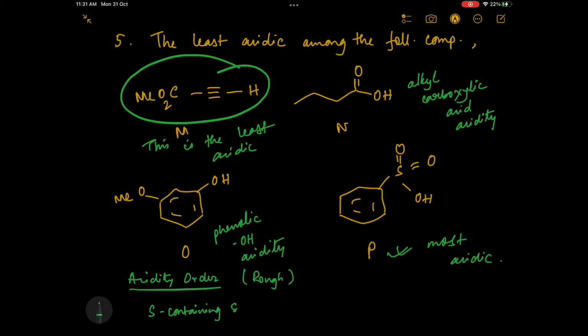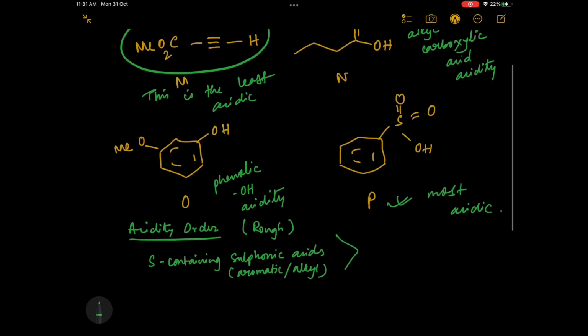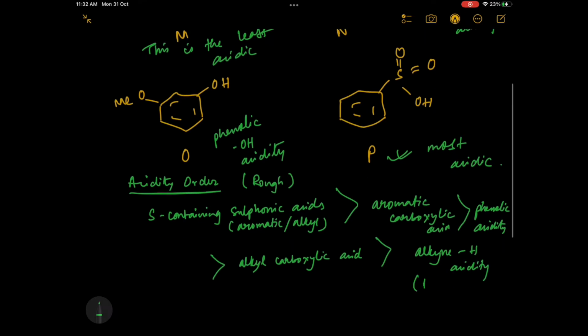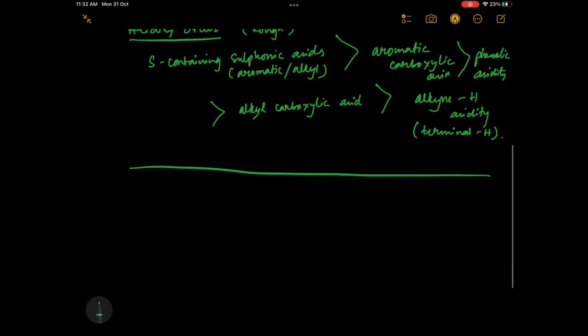So as we can understand, any sulfur compound containing SO3H, whether aromatic sulfonic acids or alkyl sulfonic acids, is quite high in acidity. After that come the aromatic carboxylic acids, followed by the phenolic OH acidity. After that is the alkyl carboxylic acid, and then comes the alkyne H acidity, the terminal H of the alkyne. So this is the general order.